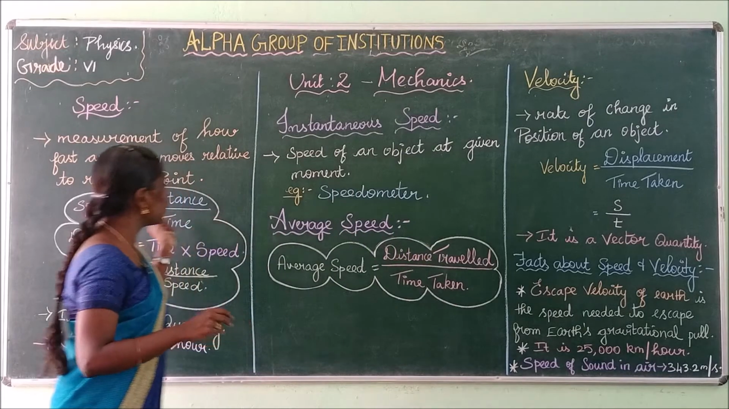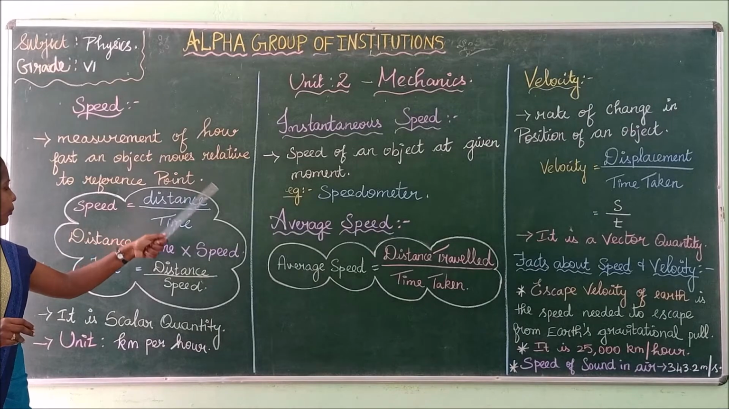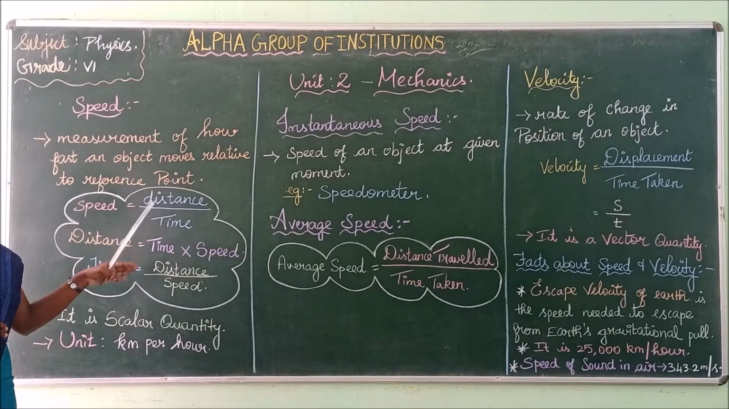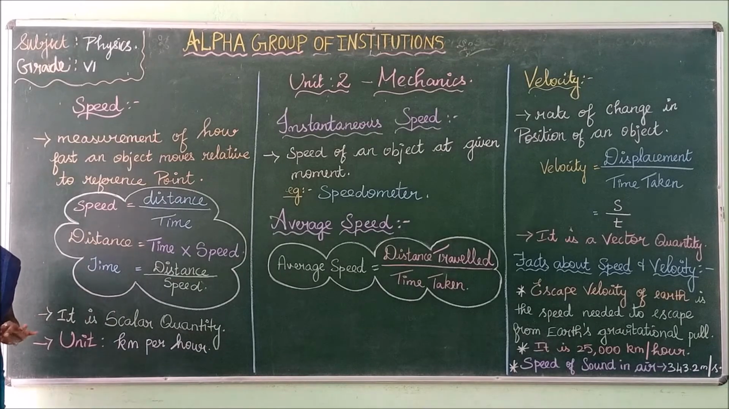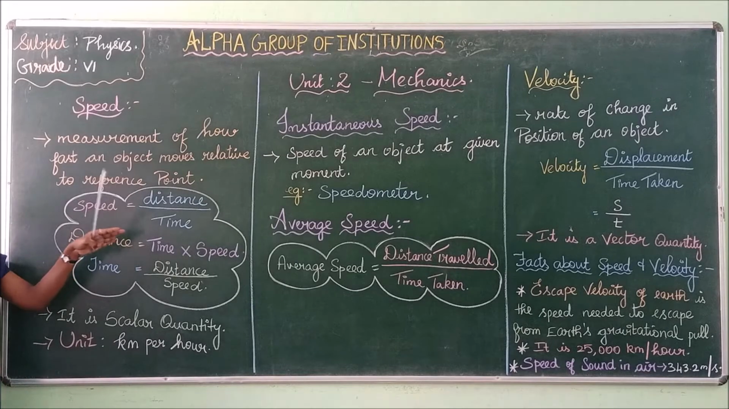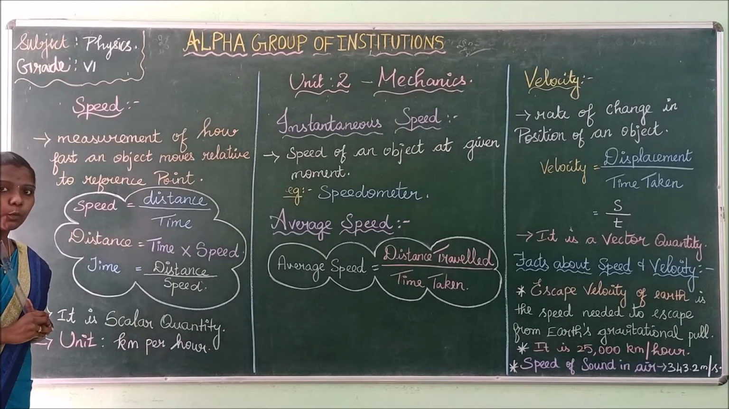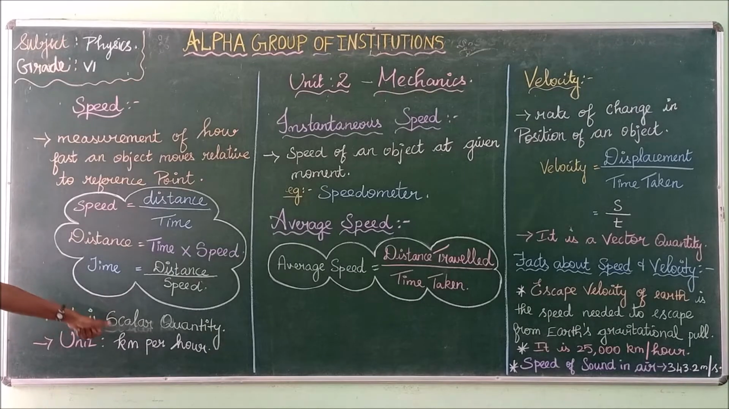We have seen what is speed. Speed is the measurement of how fast an object moves relative to the reference point. The formula to calculate speed is distance by time. If they ask you to calculate the distance, then the formula is time into speed. If they ask you to calculate the time, then the formula is distance by speed. Is this clear? Next, speed is a scalar quantity. Scalar quantity is nothing but speed has only magnitude, so it is called a scalar quantity.